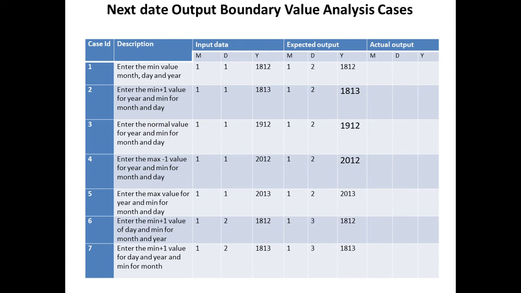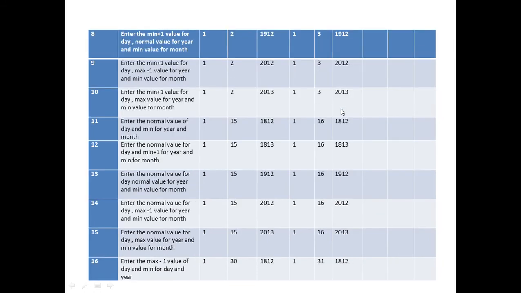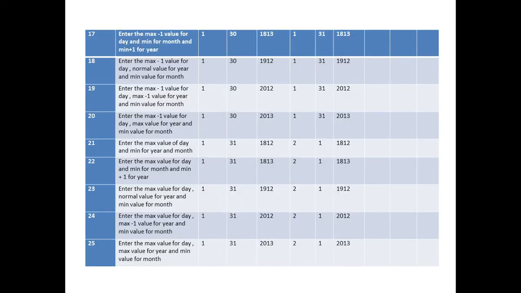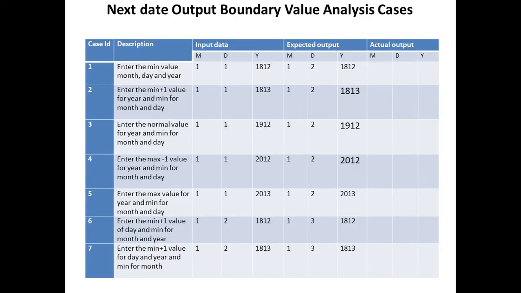Now, how to write the test cases? As I told you, you have to do all combinations of the five values: minimum, minimum plus 1, nominal, max minus 1, maximum. Like that, you have to do all possible combinations of these five values. Here are a few examples, where I've used around 25 test cases. Here you can see the minimum value for month and date, and for all three variables, that is M, D, Y, you are giving the minimum values.